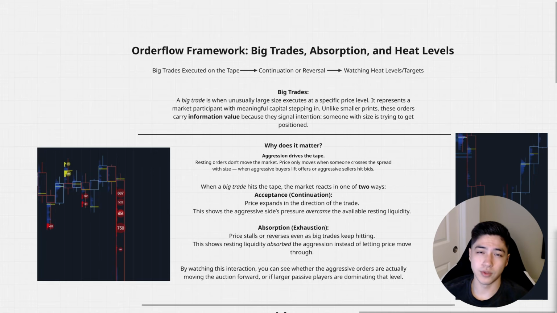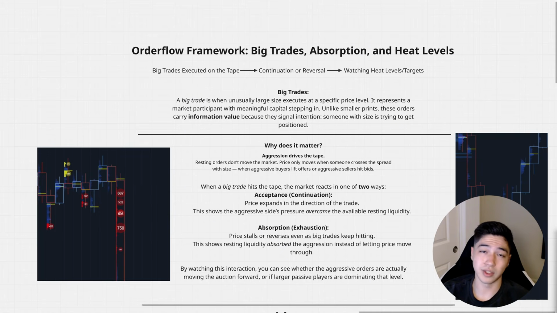In our first two videos, we went over the basics. If you missed those, you might want to go back and watch them because it may make it easier to understand what we're talking about here today. But in this video, we want to go a little bit deeper into order flow and talk about a framework utilizing big trades, absorption, and heat levels on the DOM to understand the auction, or the battle between the buyers and the sellers, to make informed trading decisions.